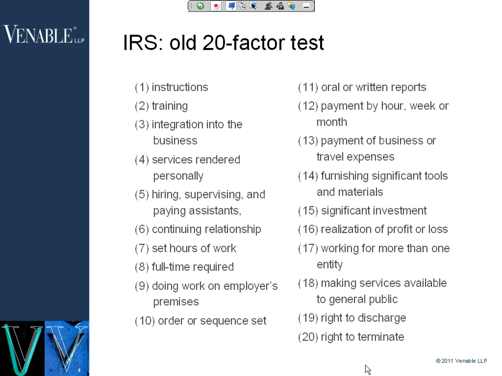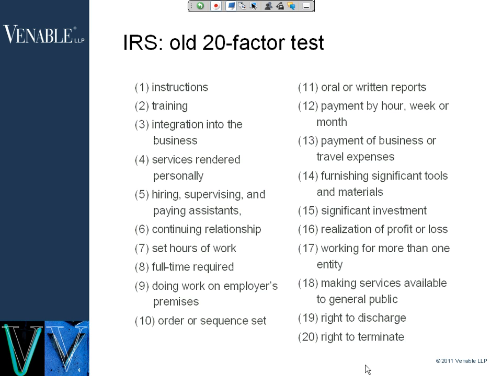The one thing I think we didn't talk about is 19 and 20, the right to discharge or the right to terminate. I go kind of back and forth on that one. I don't know if David has a feel for it, because the idea traditionally, let me explain that first, is that in a contractor relationship, you should only be able to break that if there's non-performance of the contract.